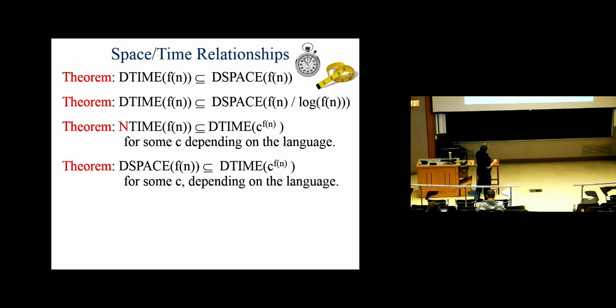So it's true for time that you can simulate it deterministically by paying an exponential penalty. For space, if you want to simulate space of size f of n, you can do that too in deterministic time. So this theorem relates non-deterministic time to deterministic time. This theorem relates deterministic space to deterministic time. So this is a different kind of theorem than that. This relates two time classes. This relates a space class to a time class, and they're both deterministic.